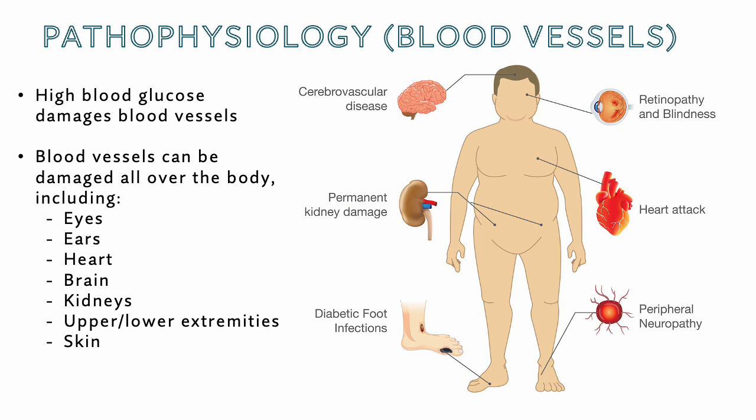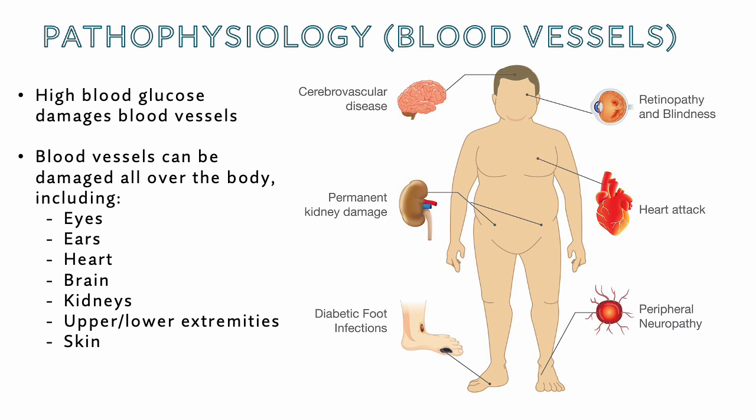When blood sugar stays high for too long, it starts to damage the blood vessels, and that can cause problems all over the body. In the eyes, it can lead to vision problems or even blindness. This is known as diabetic retinopathy. In the ears, high blood sugar can damage small blood vessels and contribute to hearing loss over time. It also puts a lot of stress on the heart and brain, increasing the risk of heart attacks, strokes, and high blood pressure.